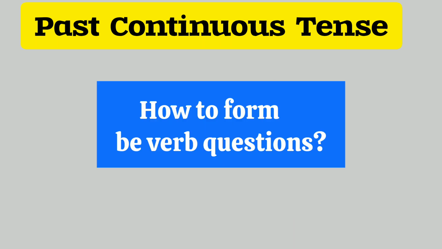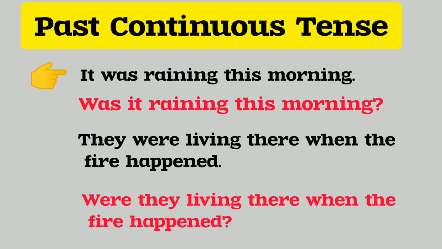Now I am going to tell you how to form be verb questions for the past continuous tense. Let us have a look. It was raining this morning. To form a question, you have to change the order of the first two words. It was. Now the be verb was will come in front. Was it raining this morning? You will notice that the rest of the words are in the same position.